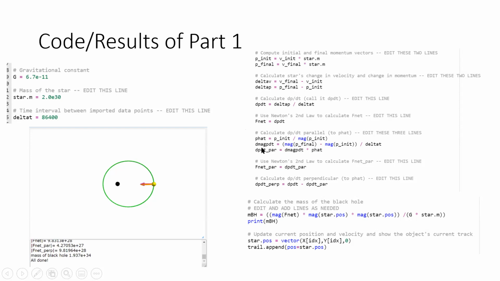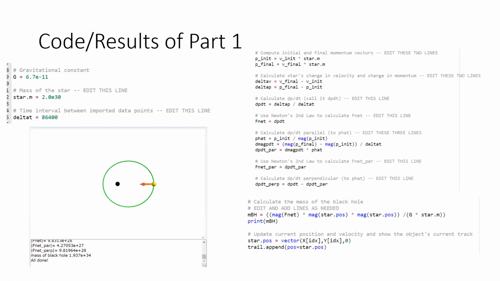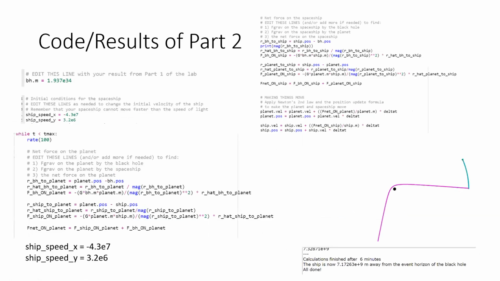And then we solve for the magnitude, and we can find that the mass of the black hole is the magnitude of the net force times the magnitude of the star's position squared, divided by the gravitational constant times the mass of the star, and this is the same equation as Newton's law of gravitation. And for the mass, I found that it is 1.937 times 10 to the power 34.